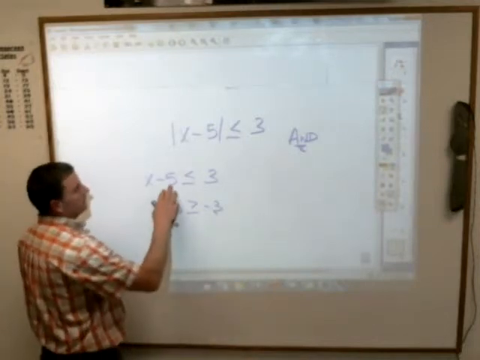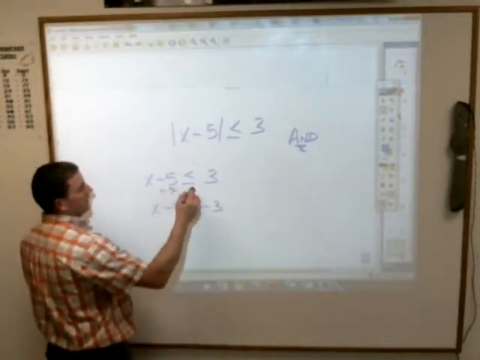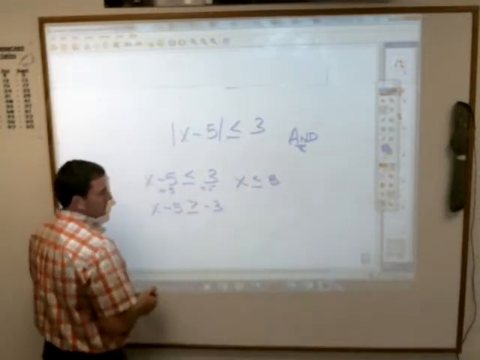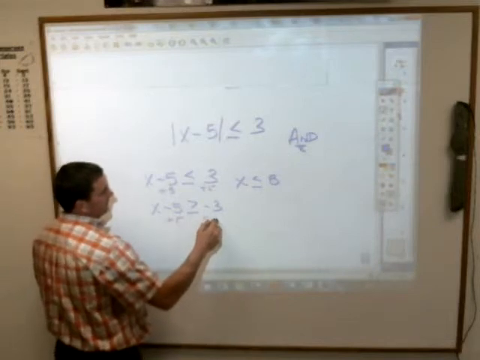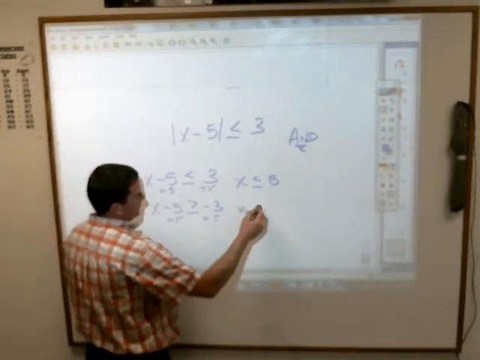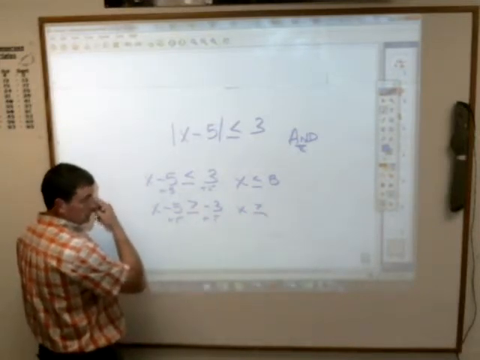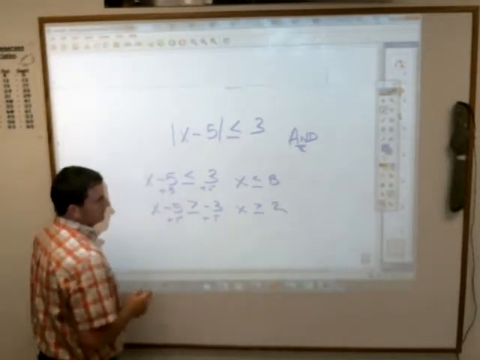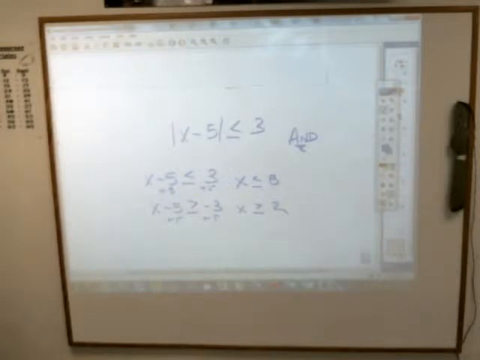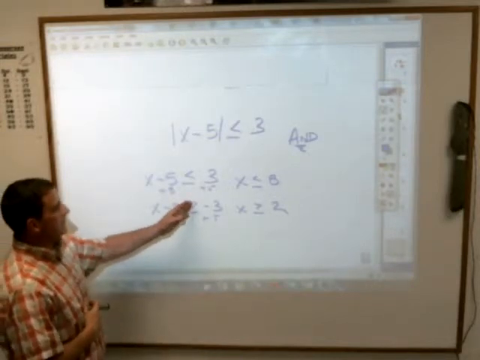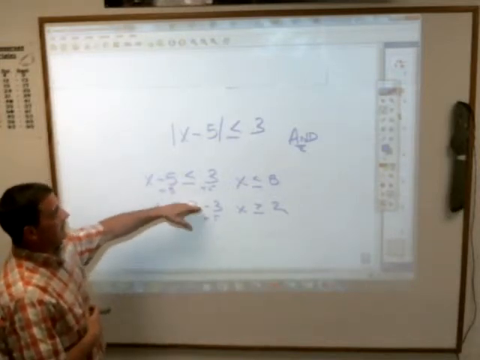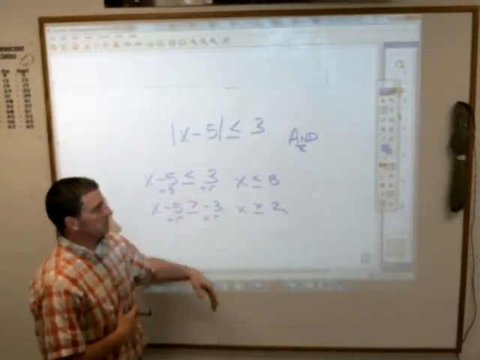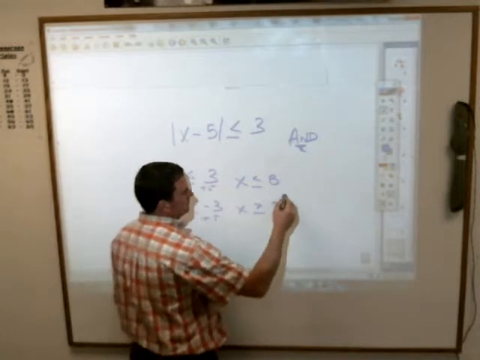And then when you solve these, what are you going to end up with? Add 5, you get x is less than or equal to 8. Add 5, you get x is greater than or equal to, what, 2? If you did not change this sign when you made it its opposite, you have to change the sign. Otherwise, you're going to get an answer that won't work. You won't even get an answer.